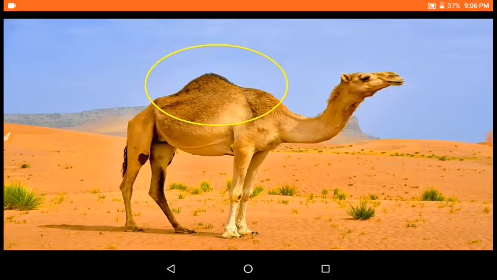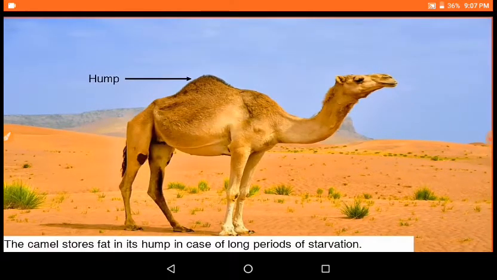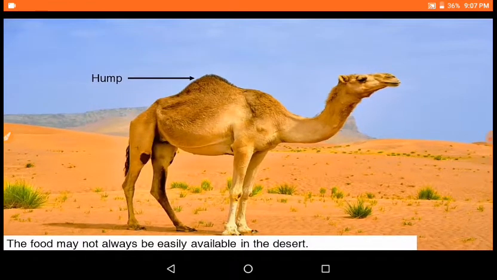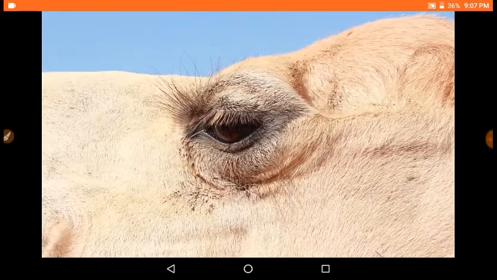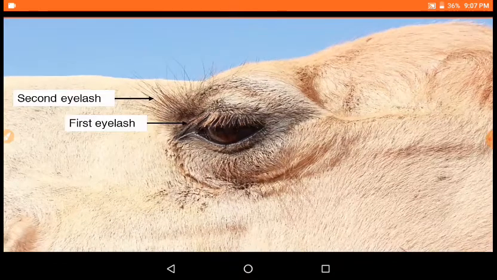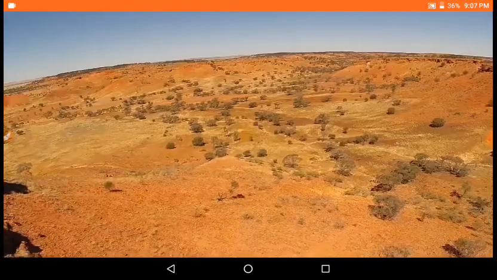Have you ever observed the hump on the camel's back? The camel stores fat in its hump in case of long periods of starvation, as food may not always be easily available in the desert. Camels also have long eyelashes to protect their eyes from sandstorms. They have 2 rows of eyelashes to protect their eyes.